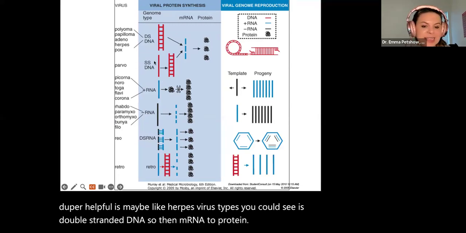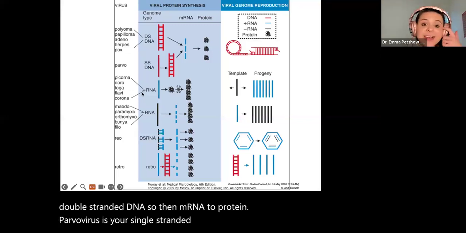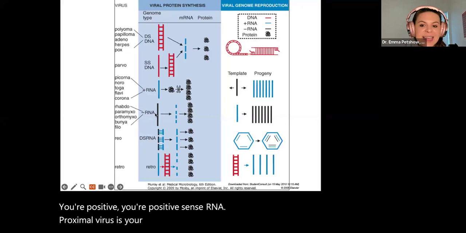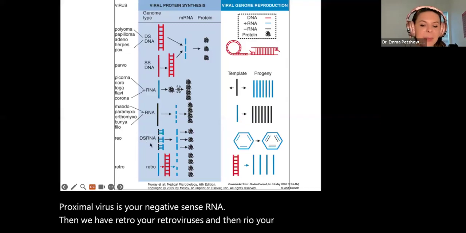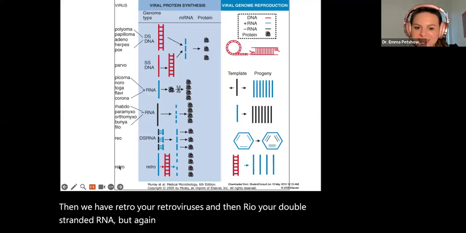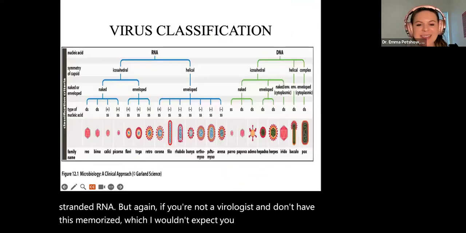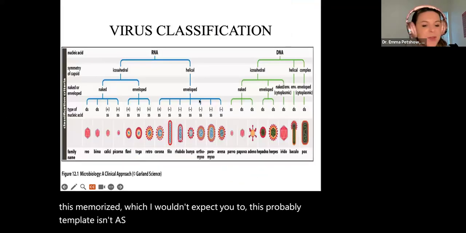Parvovirus is your single-stranded DNA. Your coronavirus, your positive sense RNA. Rhabdo or paramyxovirus is your negative sense RNA. And then we have retro, your retroviruses, and then Reo, your double-stranded RNA. But again, if you're not a virologist and don't have these memorized, which I wouldn't expect you to, this template probably isn't as helpful. This one could be more helpful.